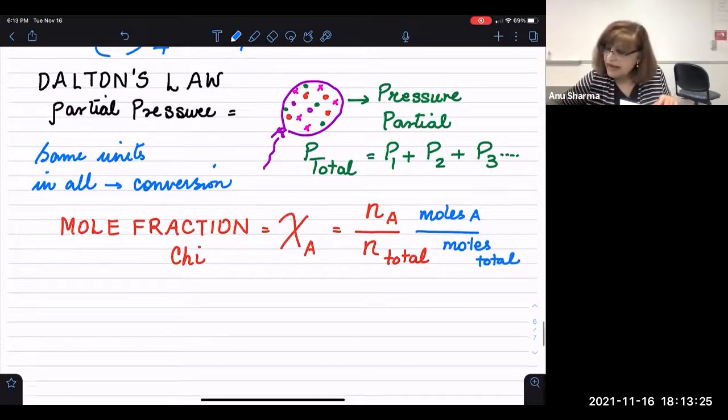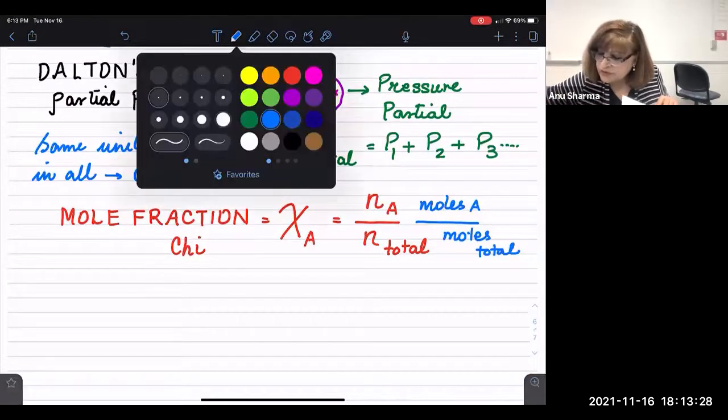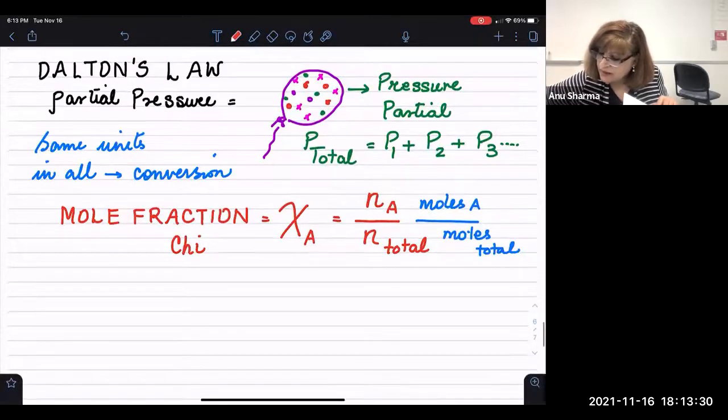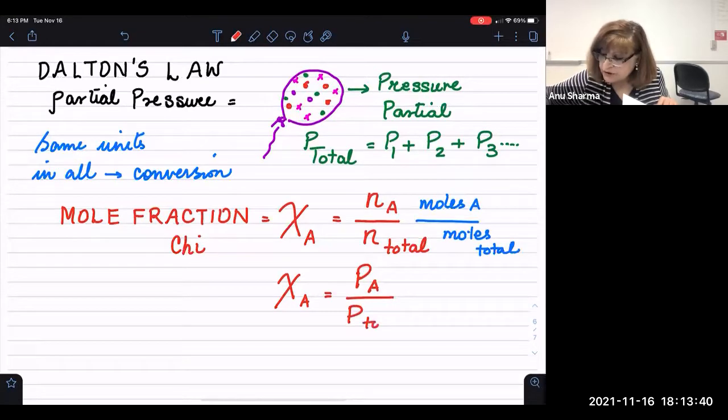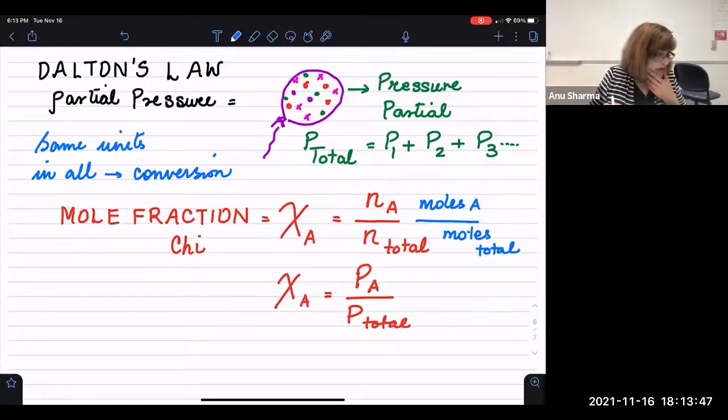Now based on that, this also relates to chi of A. The mole fraction of A is equal to the partial pressure exerted by A over the total pressure of the gases. So the mole fraction is also related to that. Okay, now let's look at this.